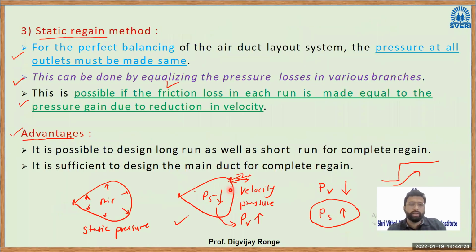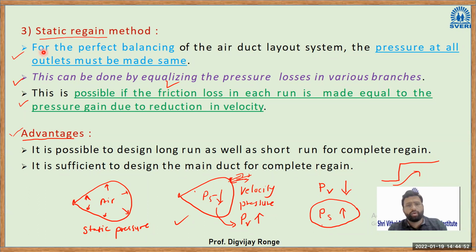And the last one here is the static regain method. Static regain method means, in this case, whatever loss there is, we have studied that there are two pressures. One is static pressure, another is dynamic pressure. So in this method, it is assumed that if there is a loss in the dynamic head, it is regained by static pressure. If there is a loss in static, it is regained by dynamic. So the total amount of pressure remains constant in the system.